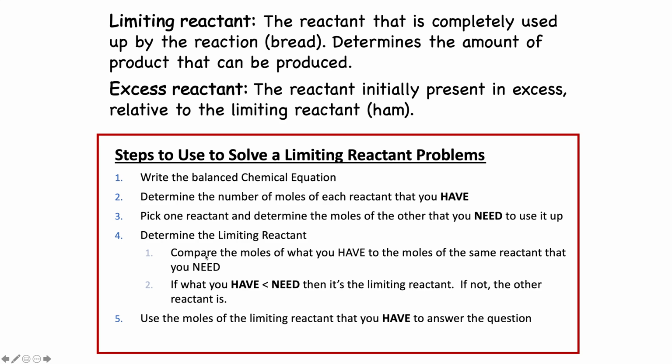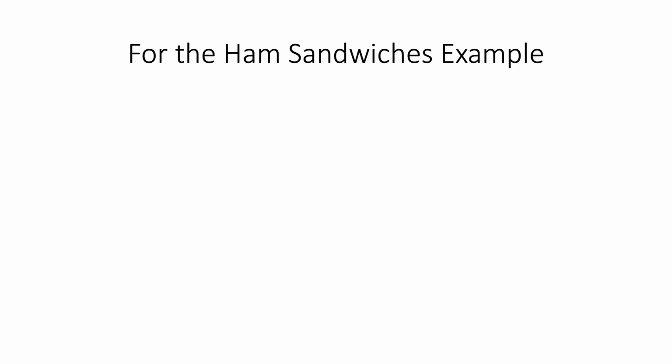And this is where it's really important that you label things. You compare the moles of what you have to the moles of the same reactant that you need. And then if what you have is less than what you need, it's limiting. If what you have is greater than you need, it's not limiting, which means the other reactant is limiting. And yet you still haven't answered the question. So then what you do is you use the moles of the limiting reactant that you have to answer the question. All right, so let's do this with the ham sandwiches.